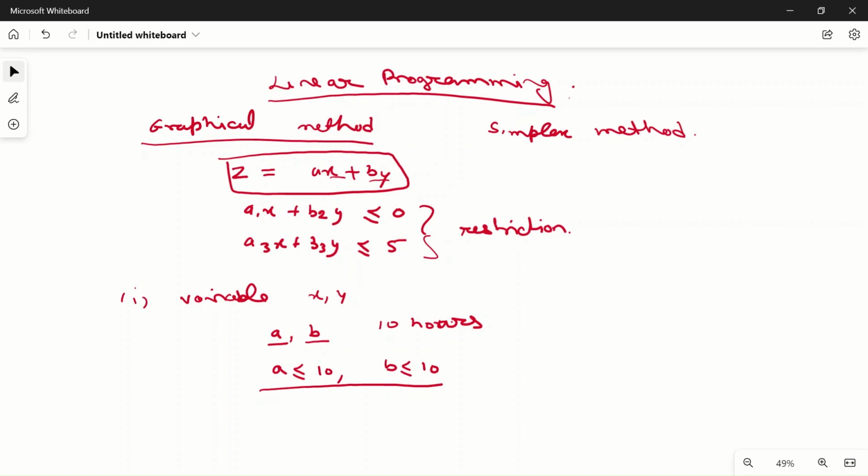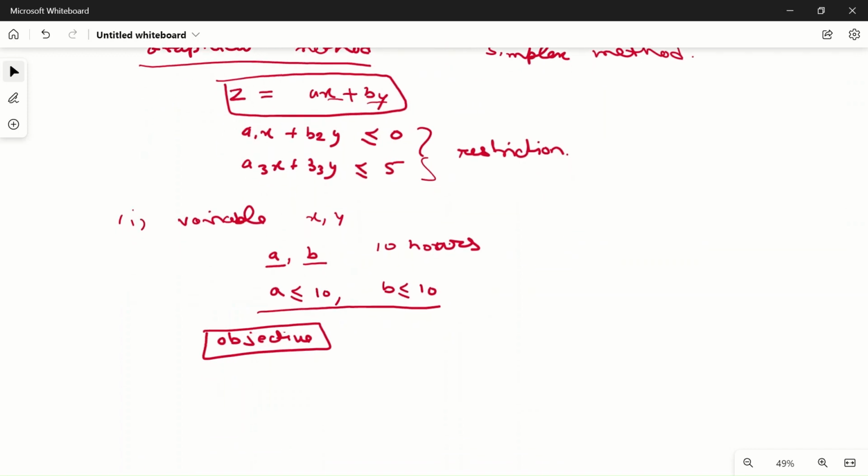and then you have to define your objective. What is your objective? Your objective is to maximize the profit or minimize the cost or something like that. So you have to define your objective. Then you have to define the relationship between the objective, restrictions, and variables, and then you have to find the solutions. So in this way you have to formulate the problem and solve it.